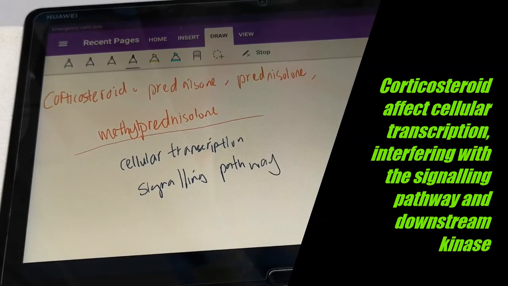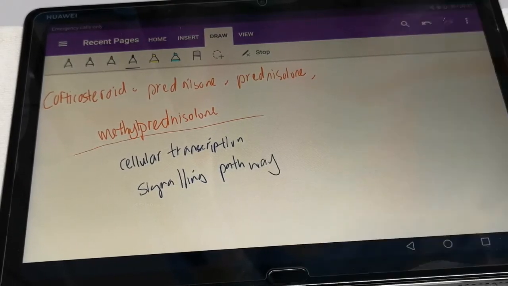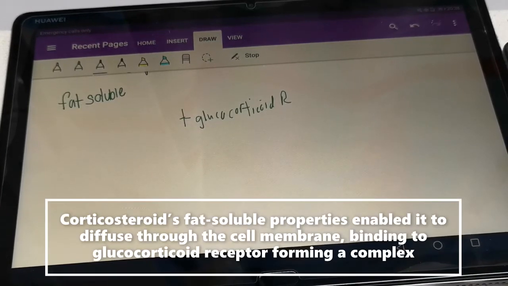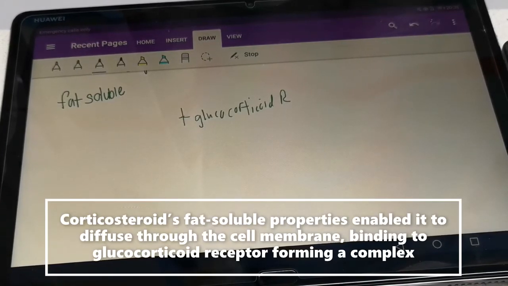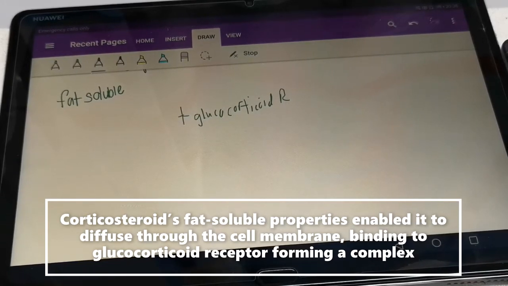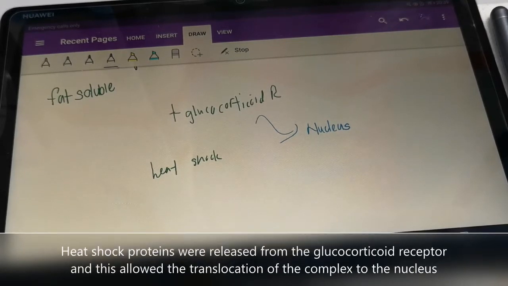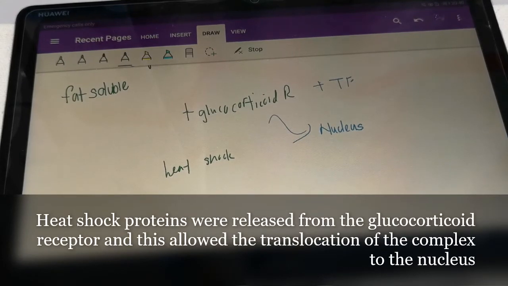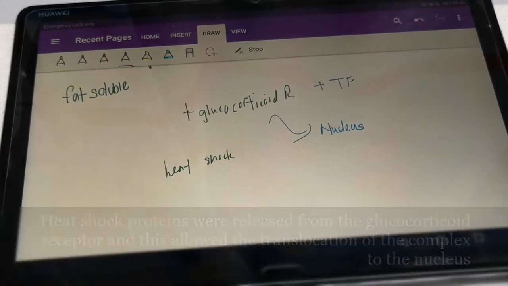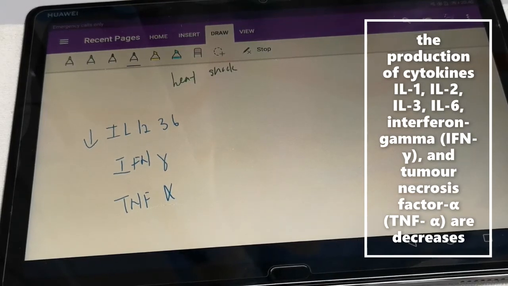Corticosteroids affect cellular transcription, interfering with the signaling pathway and downstream kinase. Corticosteroid's fat-soluble properties enable it to diffuse through the cell membrane, binding to the glucocorticoid receptor, forming a complex. Heat shock protein is released from the glucocorticoid receptor, and this allows the translocation of the complex to the nucleus. The complex then binds to the transcription factor that produces cytokines. The production of cytokines IL-1, 2, 3, 6, IFN gamma, and TNF alpha decreases.